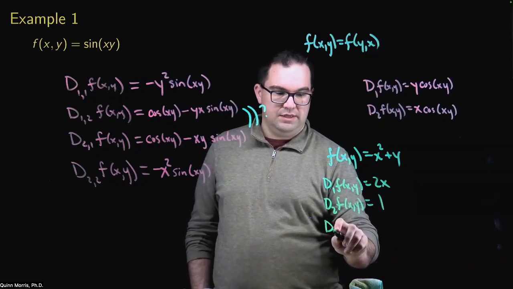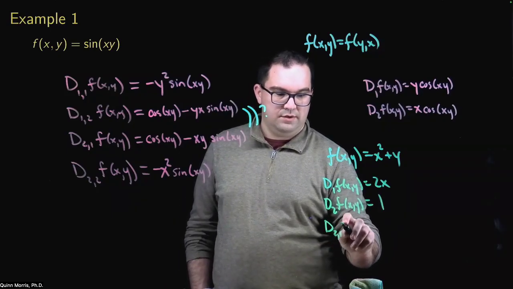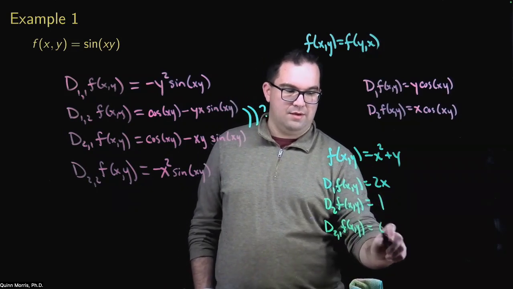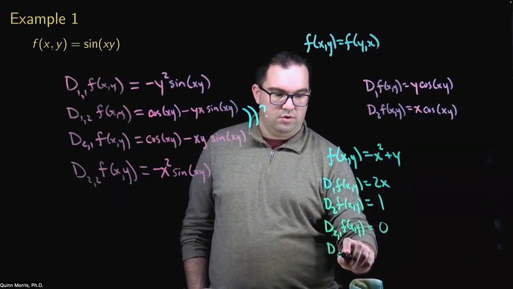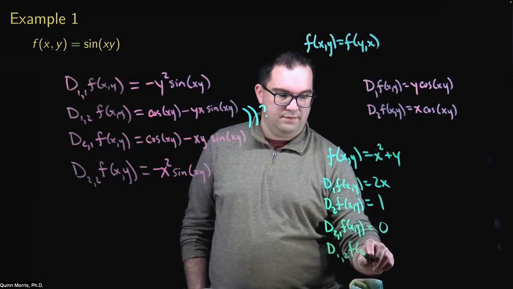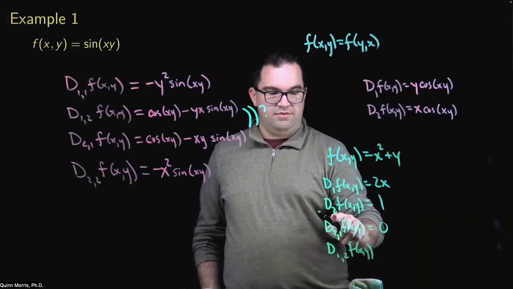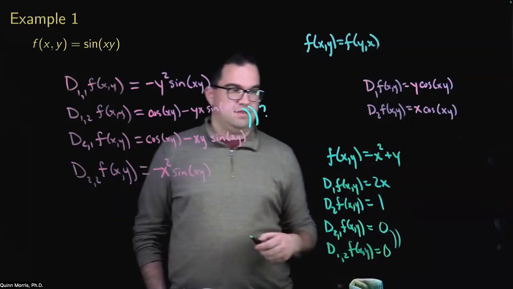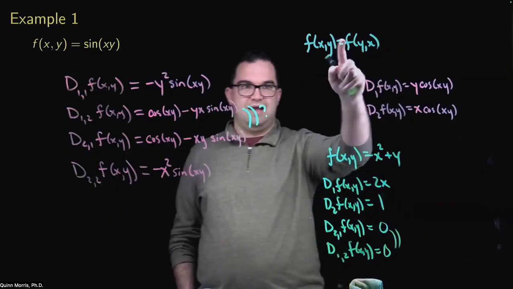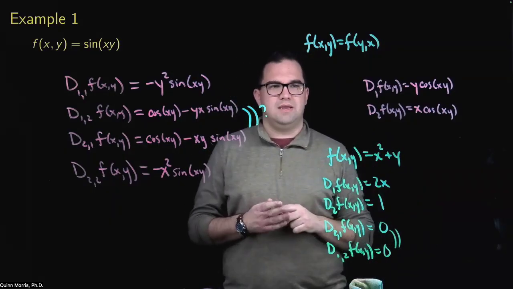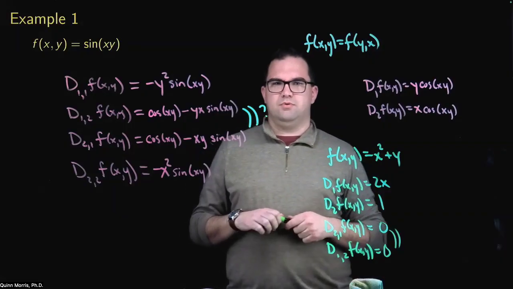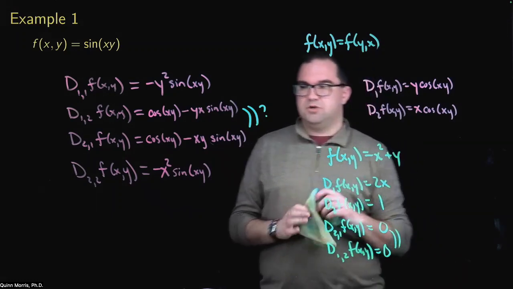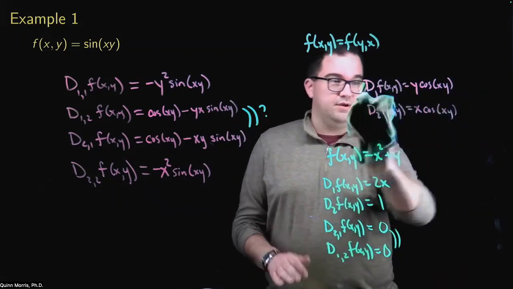Okay, so d2 1 f of xy. Let's take a derivative of this with respect to y, that would be 0. And d1 2 f of xy would be the derivative of this with respect to the first variable, but you'd also get 0. So you still get that these are both equal, even though this function doesn't have this symmetry between the variables. So certainly, through a number of examples, it seems like maybe something's going on here. Maybe this is always the case. So you might start to wonder if this is always the case.